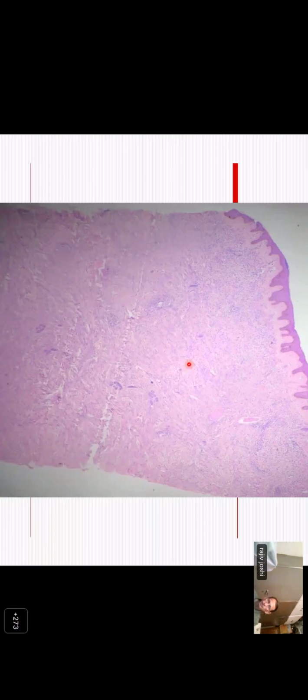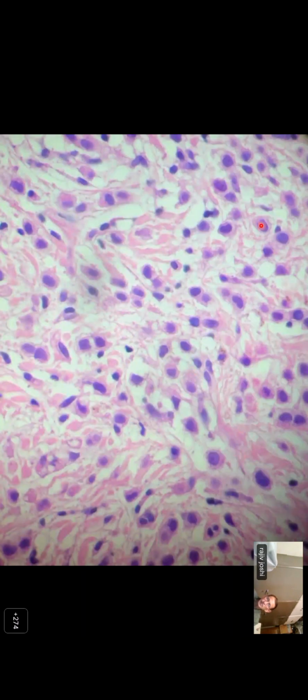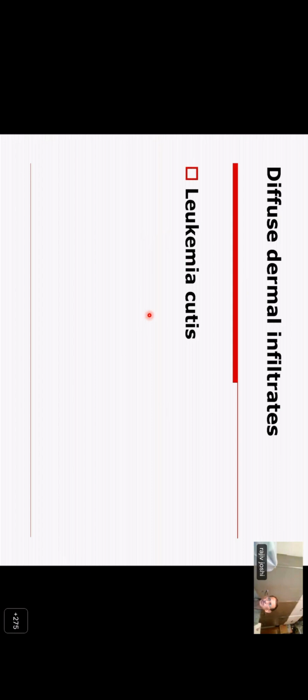Then you have diffuse, where the entire dermis is involved. Example is this. The entire reticular dermis is infiltrated by cells, and these are the cells. They are large atypical cells. Leukemia cutis, for example. So unlike a lymphoma, which will be a nodular dermatitis most of the time, where you can get discrete nodules, leukemia in the skin might present as a diffuse infiltrate of atypical cells.